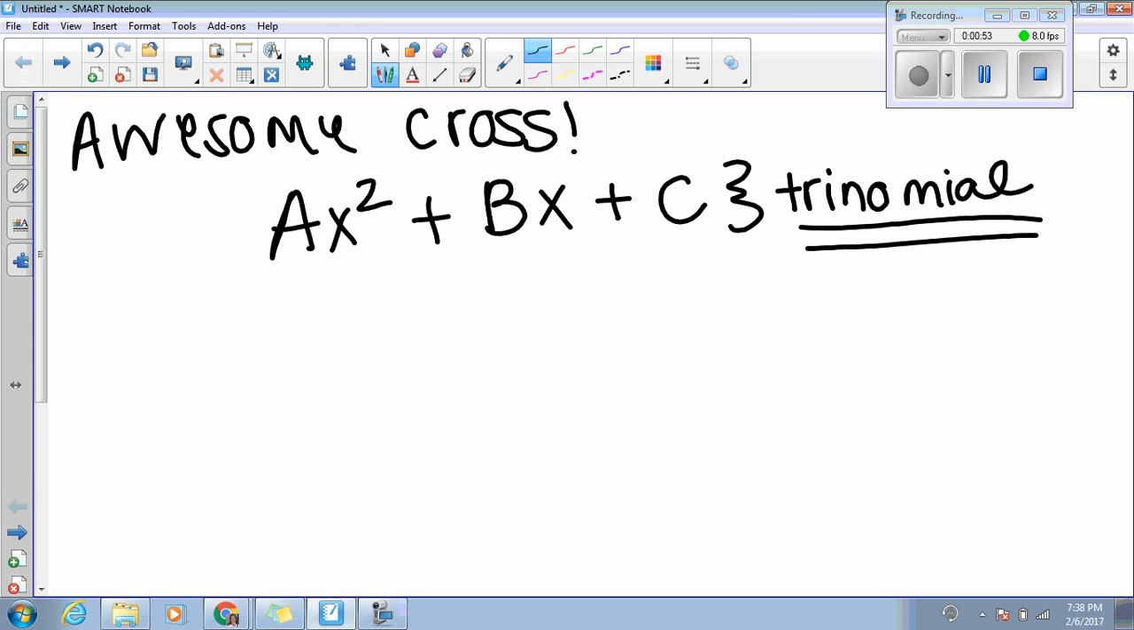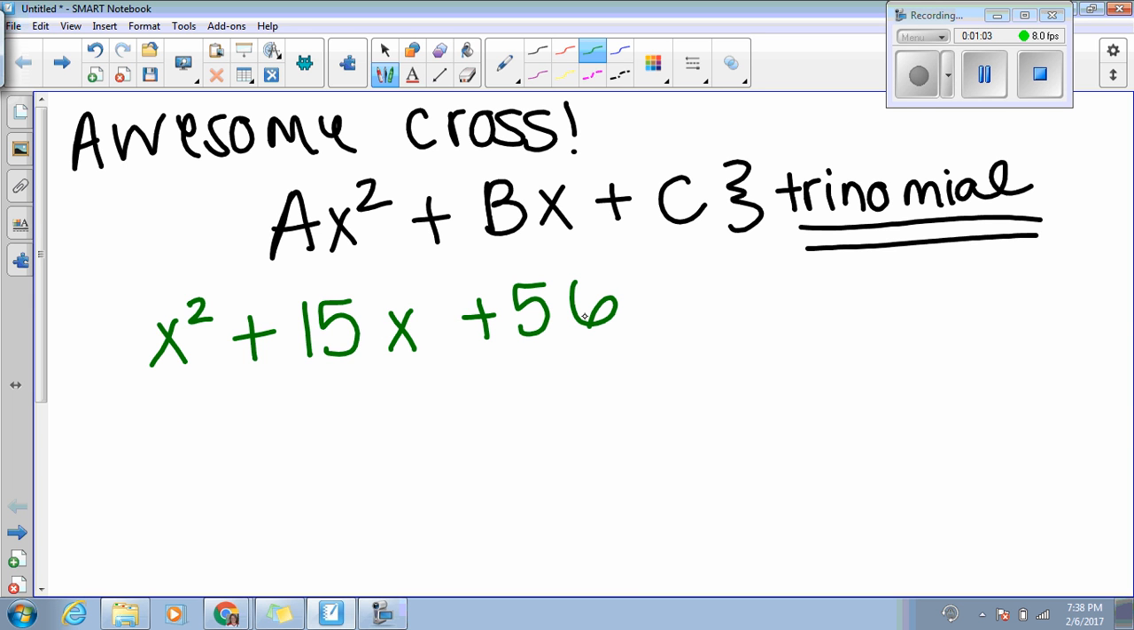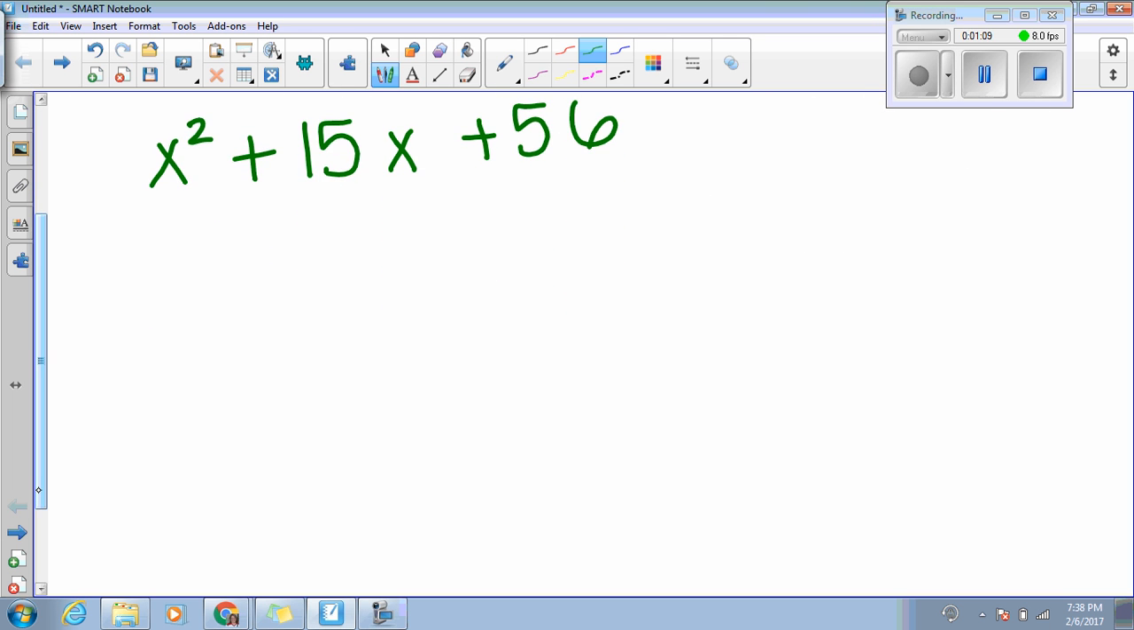So here we go. We're going to start with 1, where A is equal to 1. And of course we know this because if there's nothing in front of our x, there's an imaginary 1 there. So I'm going to begin with x squared plus 15x plus 56. And I need to factor that. So I need to get it to 2 binomials.